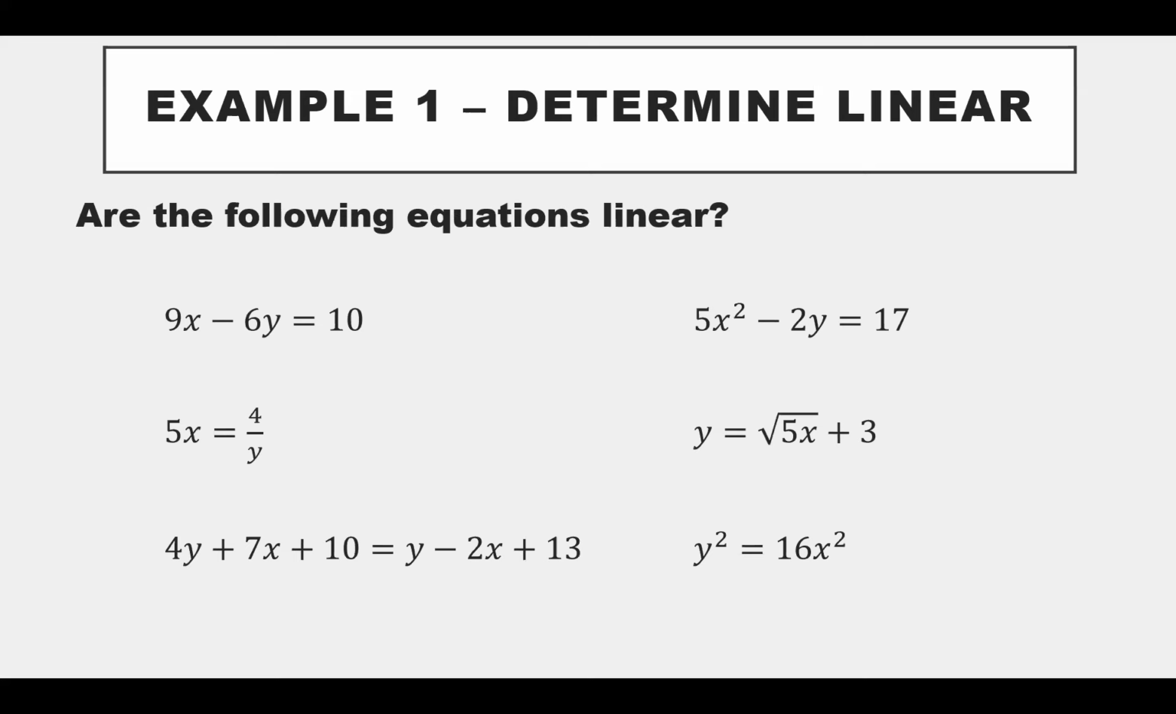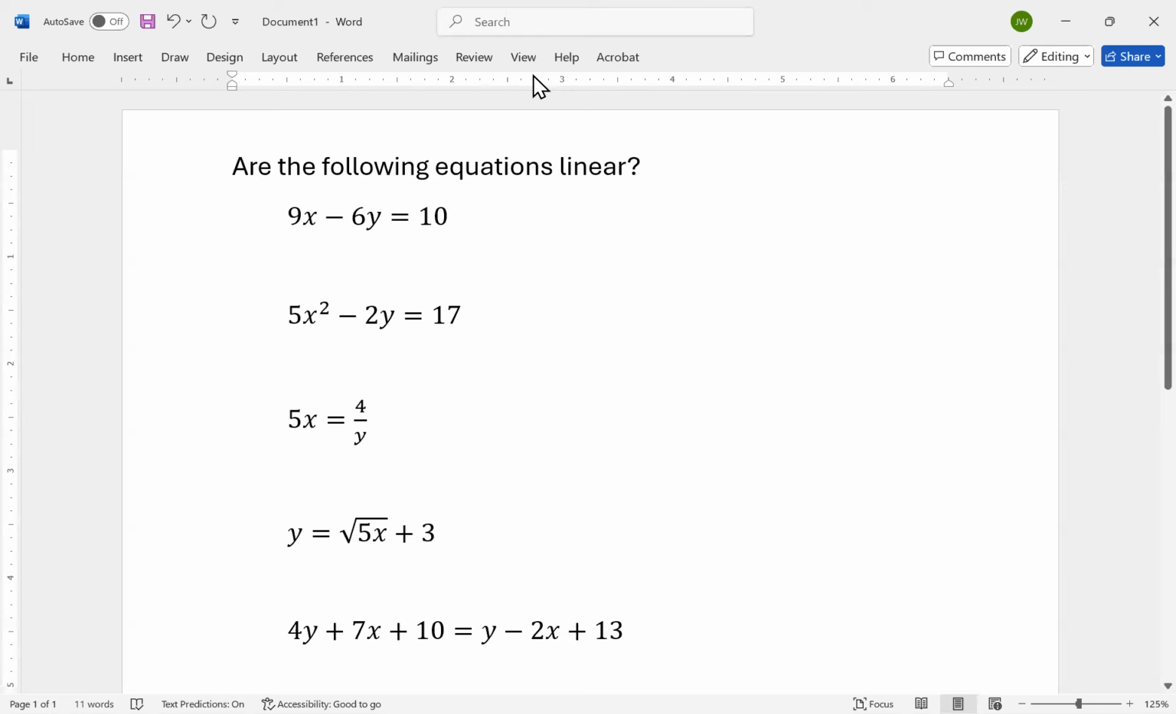Let's take a look at the following equations and determine if they are linear or not. I'm going to write all of these down so that we can have the record. So here we go. 9x minus 6y equals 10. Notice that both of those variables are raised to the first power implicitly. Therefore, this is a linear equation.